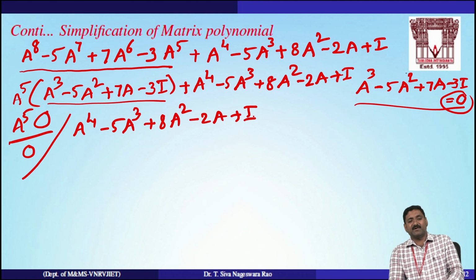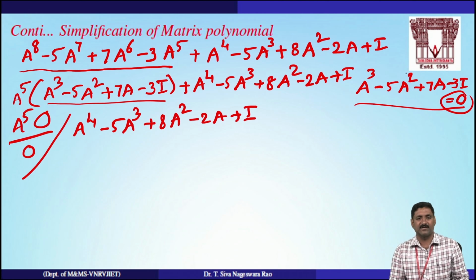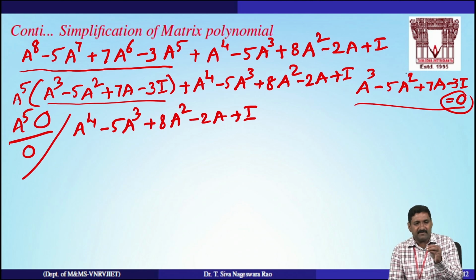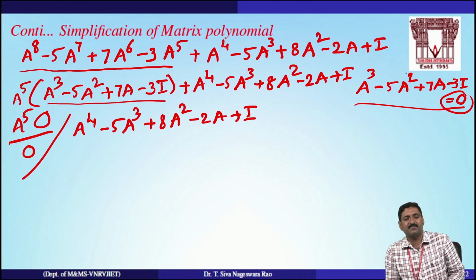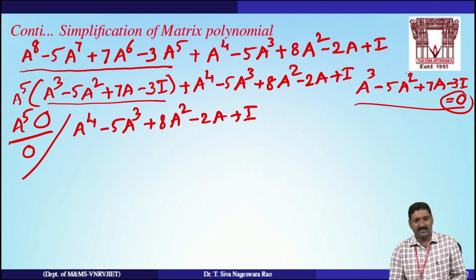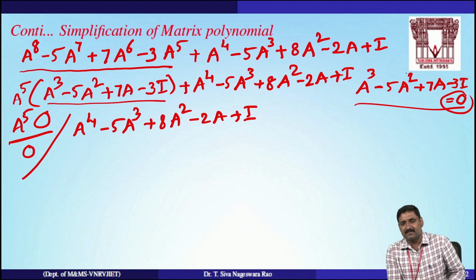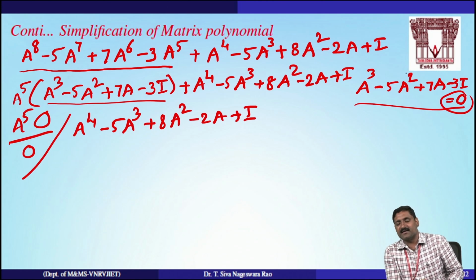Now try to understand one thing: why am I taking A power 5 as common from the first 4 terms? Because if I take A power 5 as common, then the remaining expression looks like a matrix polynomial of degree 3. It is the same as the characteristic matrix equation.